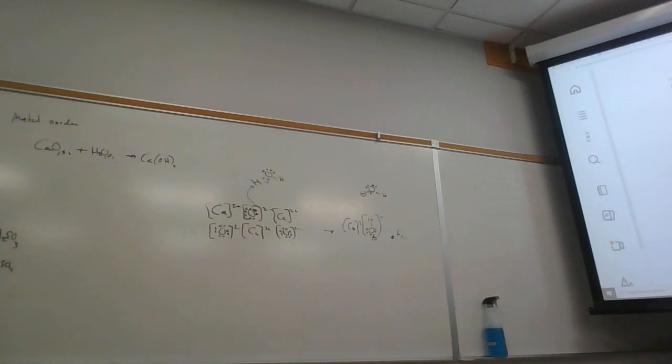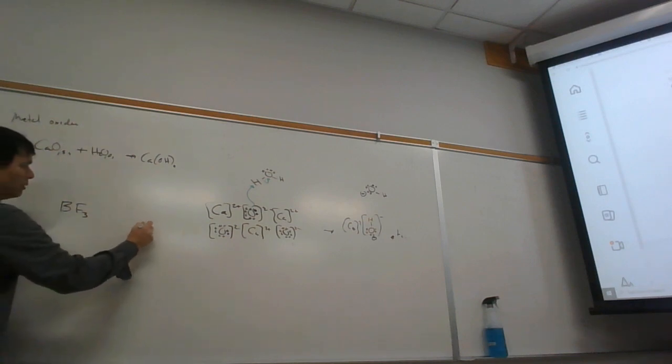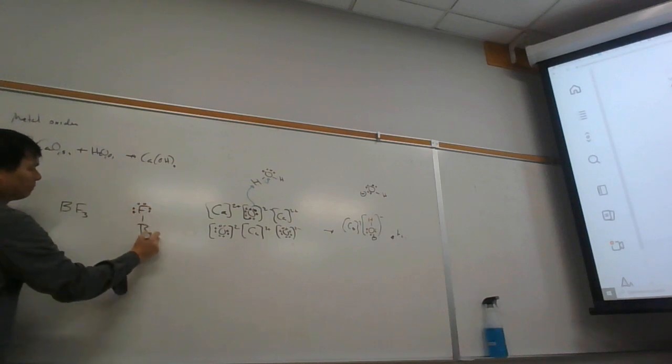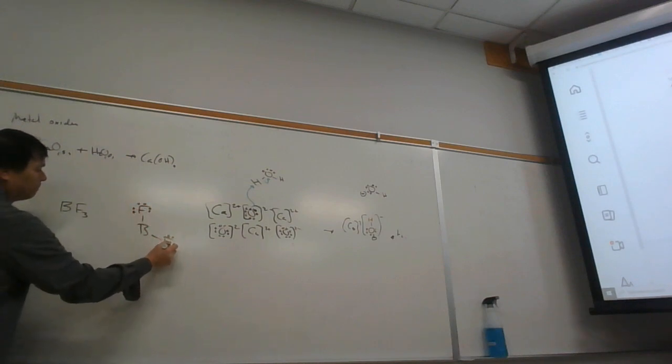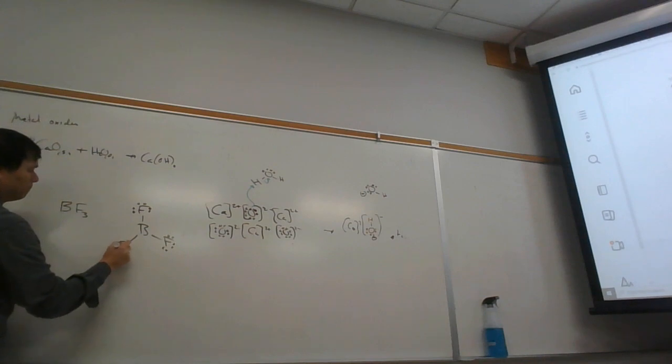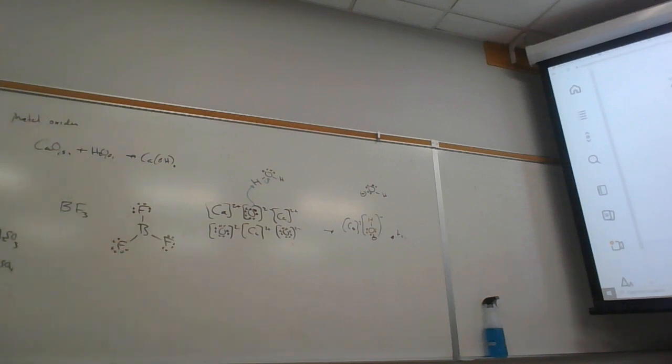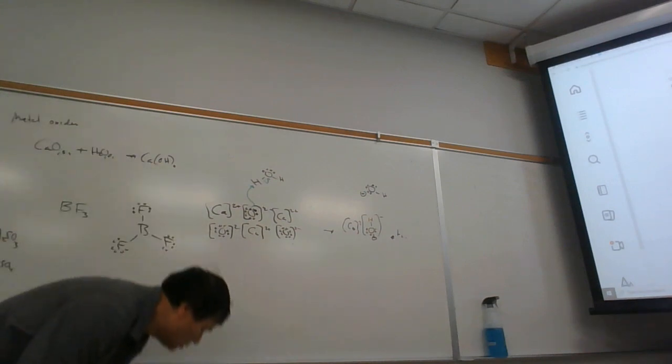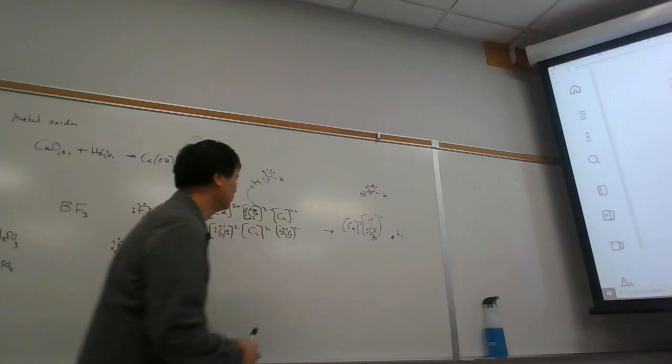The wider variety is it's something like this, BF3. You might have learned in Chem 4 that BF3 is an exception to the octet rule. And it has a structure like this. We can make it have an octet if we double bonded fluorine, but is fluorine willing to double bond? No.